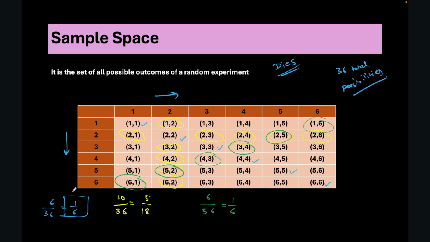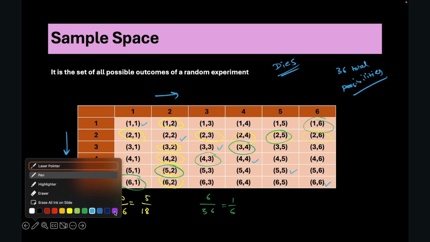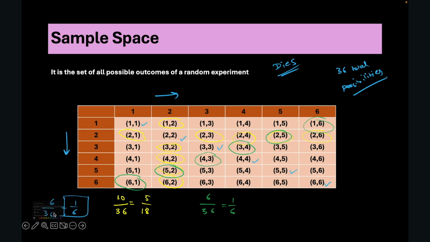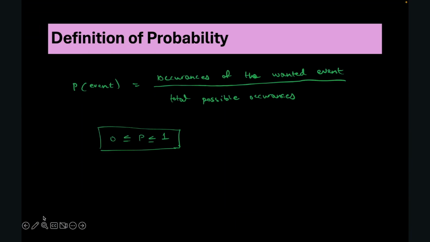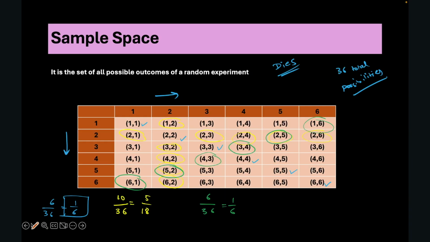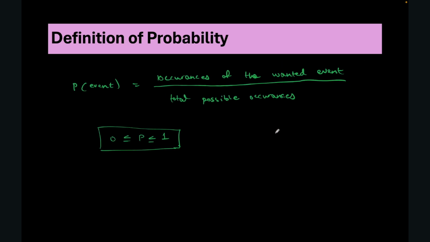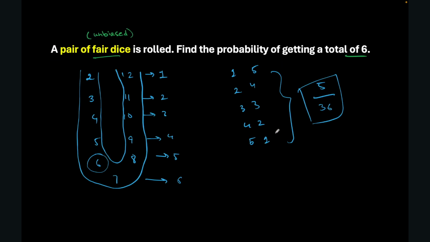I'll do it in red. Oh, sorry, let me activate the pen again. We have 5 and 1, 4 and 2, 3 and 3, 2 and 4, 1 and 5, right? That's what we have, so that's what we had here as well.